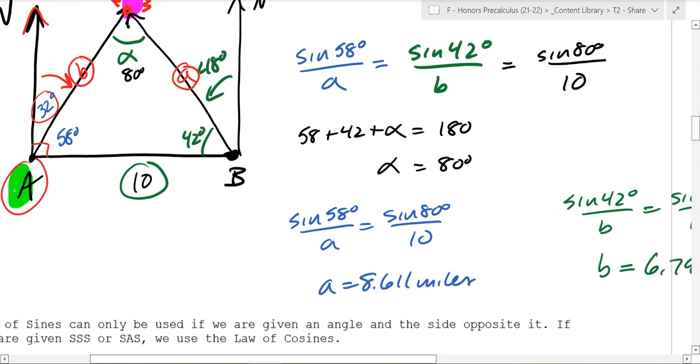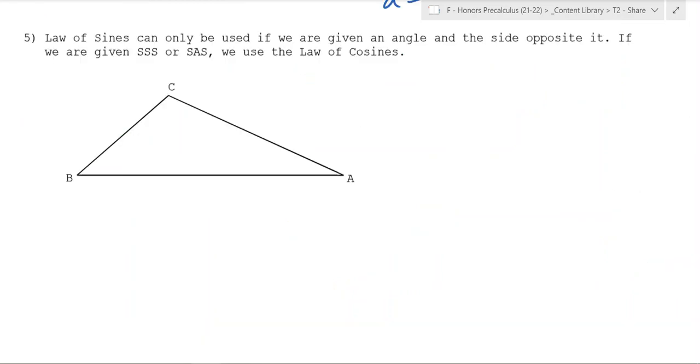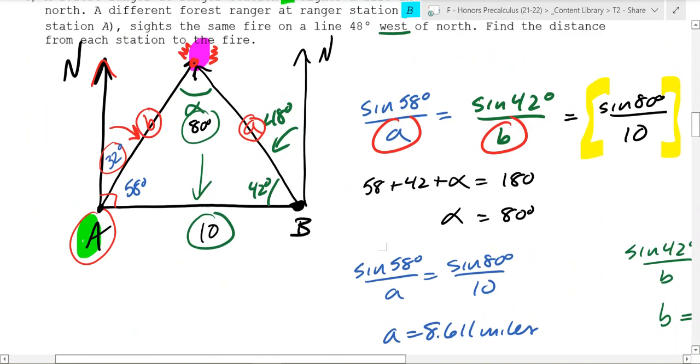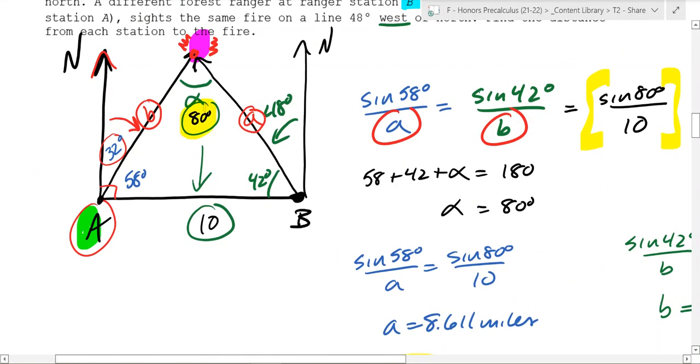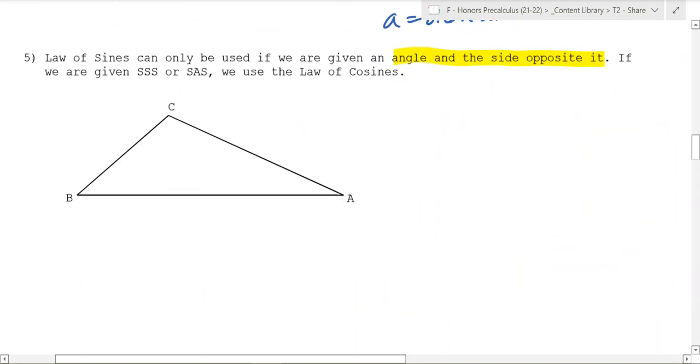But the key was we found that 80, and then we used that 10 to get the ratio. Everything revolved around getting one of these ratios, and then it allowed us to solve for A and B. So law of sines can only be used if we are given an angle and the side opposite it. So up here, it was a little hidden, but we were given the angle and the side opposite it. But if we're not given that, if we're given side, side, side, or side, angle, side, we use the law of cosines. So we're going to derive that now.